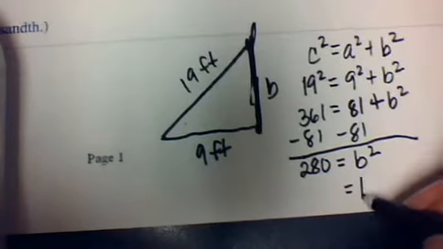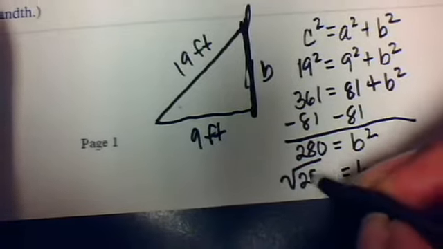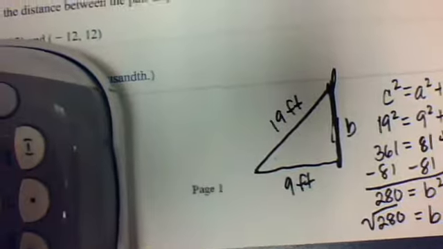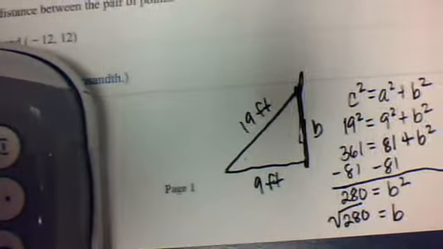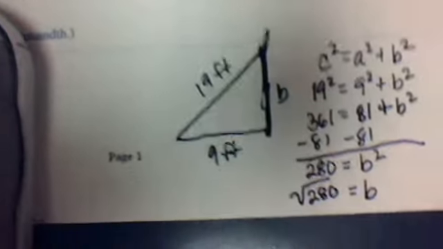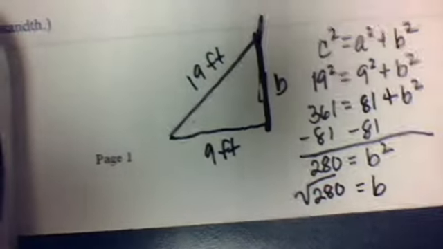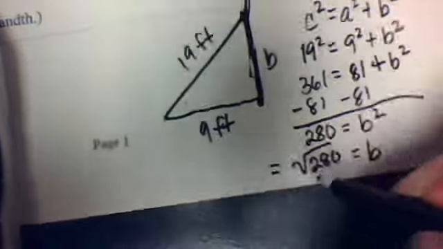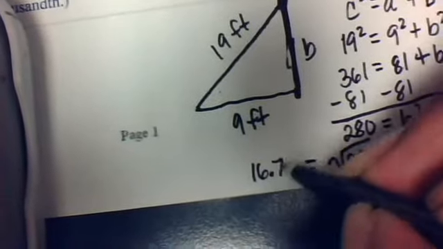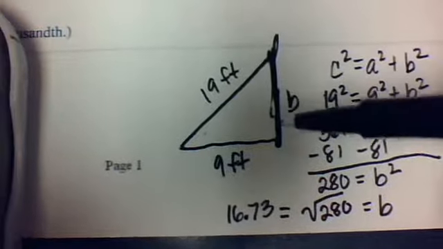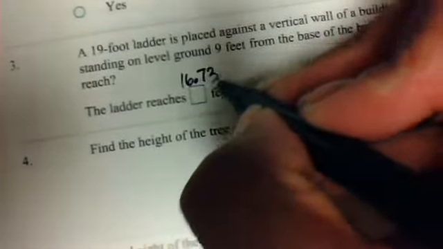Okay, and our problem does say round to the nearest hundredth, so if we take the square root of 280, you're going to end up getting 16.73. And in this case, it'll be 16.73 feet. So the ladder reaches 16.73 feet up the wall for this particular problem.